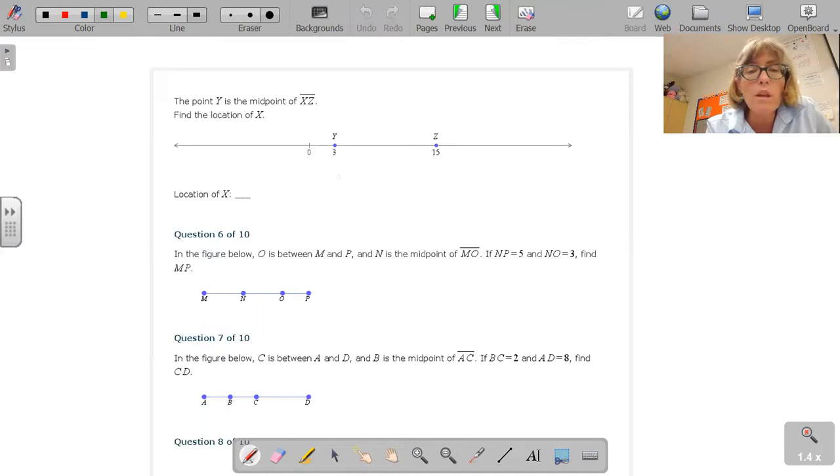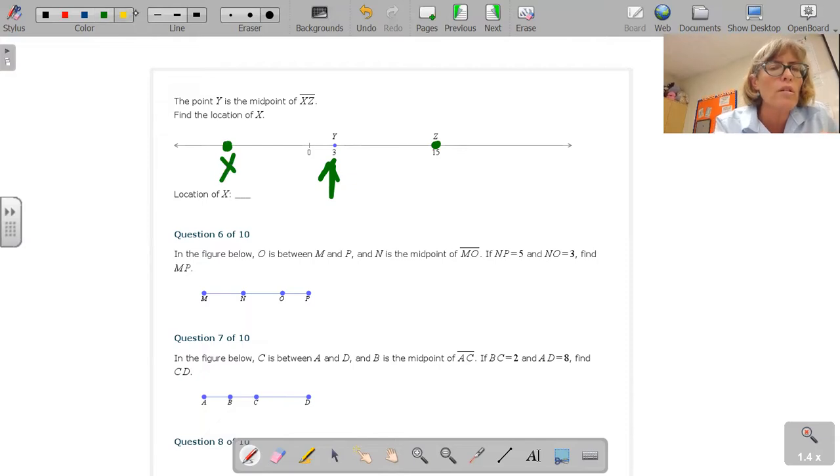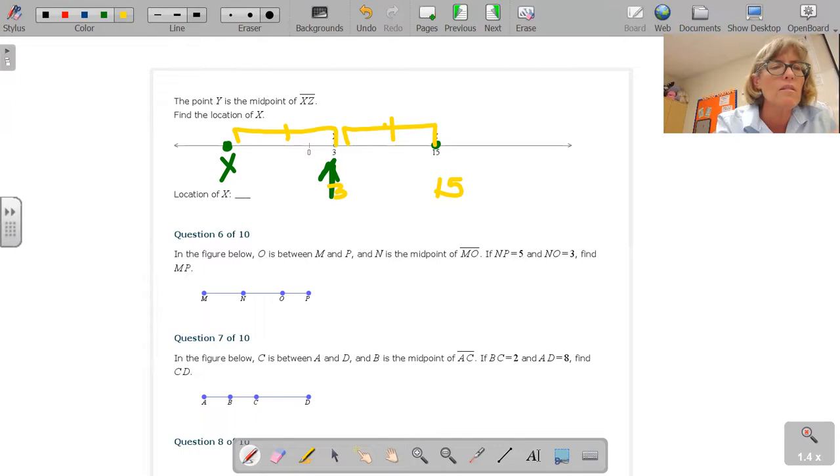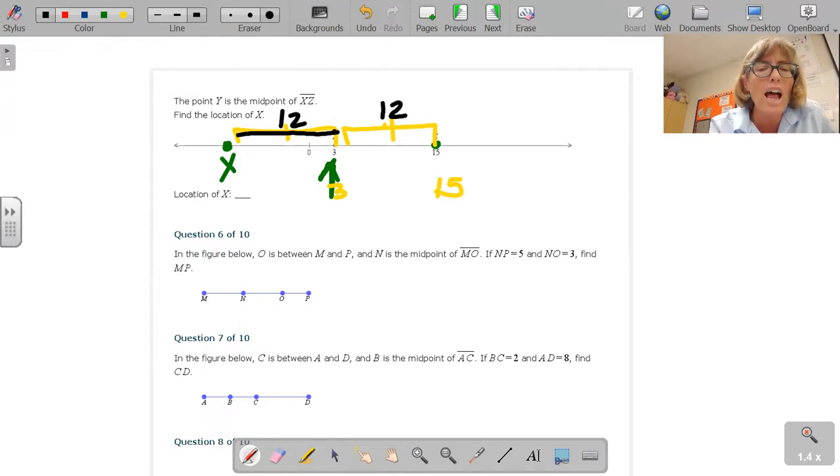It says y is the midpoint of x, z. So there's z, that means x is over here somewhere. And the concept of the midpoint is that these two segments are equal. So if I'm starting at 3 and I go to 15, the distance between 3 and 15 is 12 units. So ask yourself this, starting at 3, what would be 12 units that way? And that would be -9.